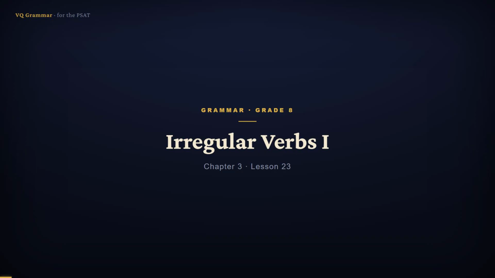Most verbs are easy in the past. You just add ed. But a stubborn group refuses to play along. They change their spelling instead. Today, we meet those irregular verbs, and we learn the three forms every verb has.